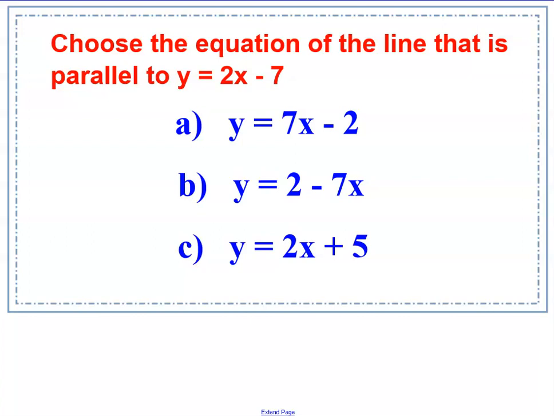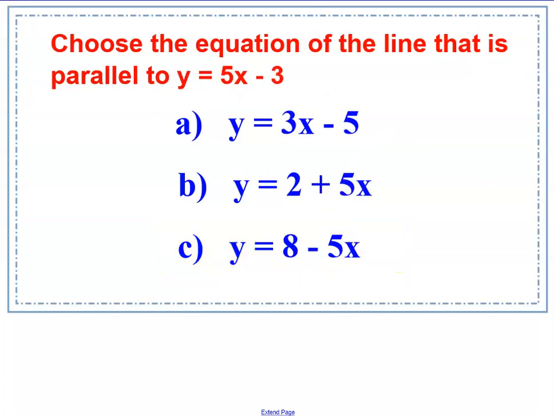All right, let's check your response. Did you remember the rules? You have to have the same slope. And a slope is a coefficient of x. So you're looking for an x term, no matter where it is, that has the same coefficient as your given equation. So that's right, the answer was C.